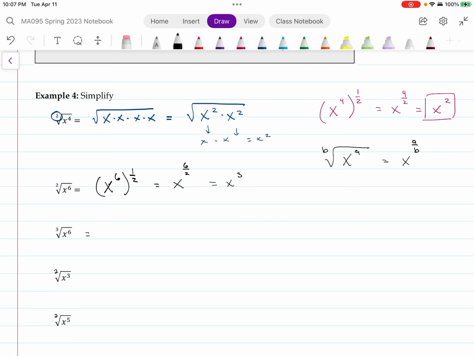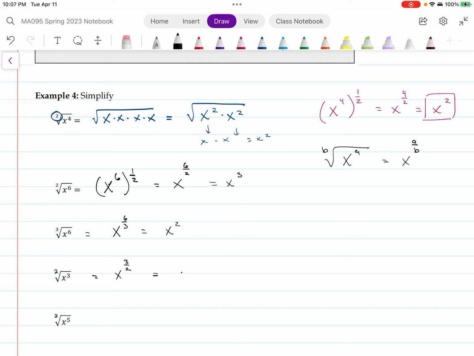All right, try the next few with those rules right there, remembering that there's an invisible 2 on both of those. So using our exponent rule, we would get x to the 6 over 3, which is x squared. This one we would get x to the 3 over 2. To simplify it, that doesn't really work because we still end up with a fraction in the exponent. So when it works like that, you're going to have to rethink it.